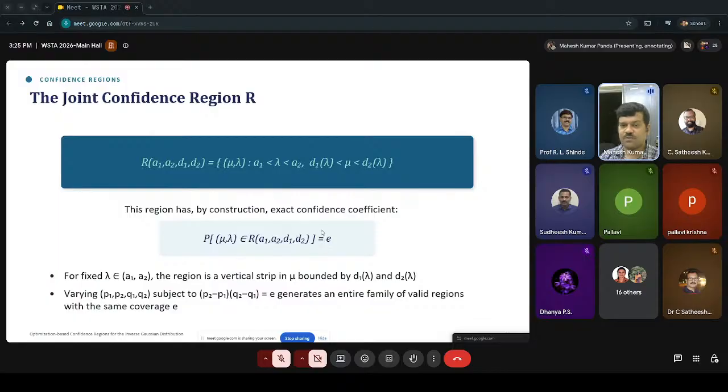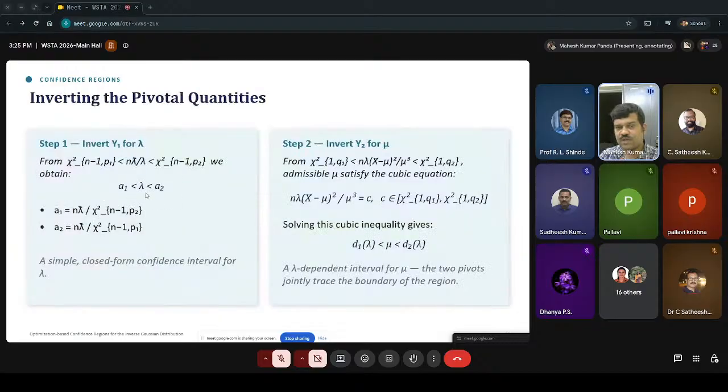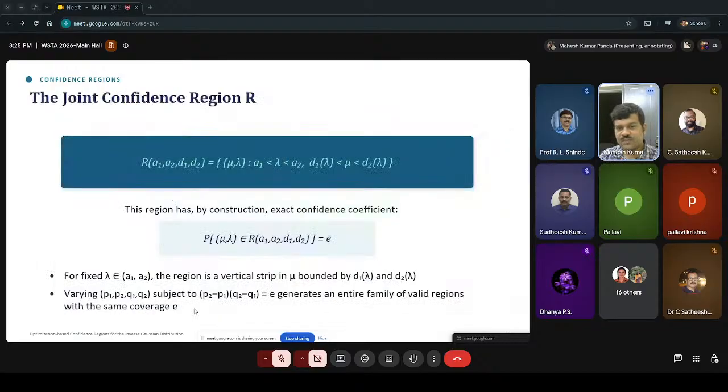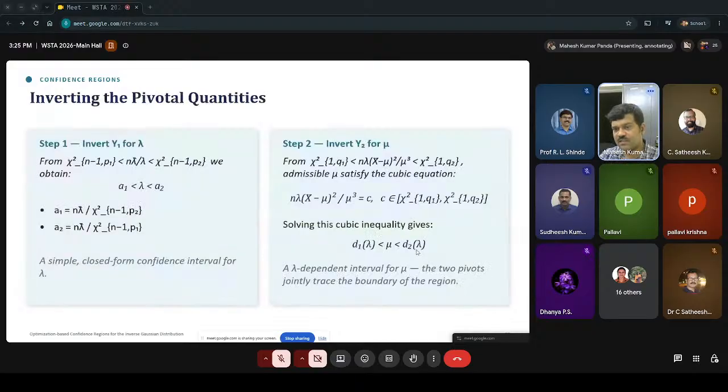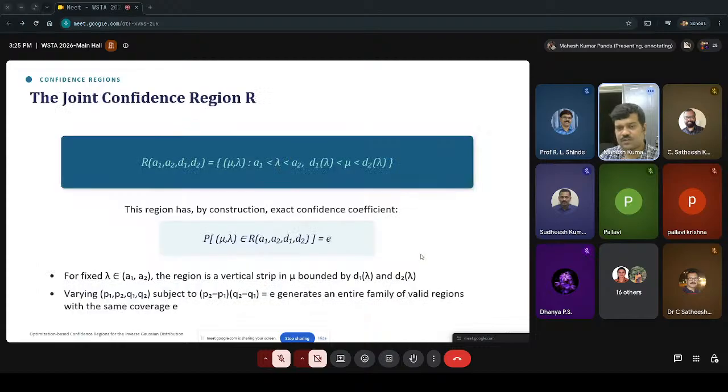As you can see, for fixed lambda, because you are saying that lambda would be between A1 and A2, the region is a vertical strip in mu, and it is bounded by d1 lambda and d2 lambda. So if you vary p1, p2, q1, q2, subject to the restriction that p2 minus p1 times q2 minus q1 is E, this will generate an entire family of such regions with the same coverage probability.